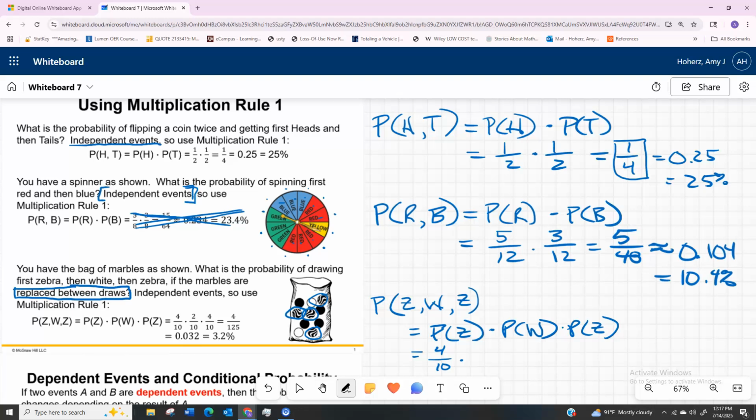Probability of white, once we have replaced this and we're back to our same 10 marbles, then the probability that we're going to get a white is 1, 2 out of the 10 are white. And so we're going to multiply that times 2/10. And then the probability of zebra, since again we've put these all back and it's replaced back to its original state, then the probability of getting a zebra stripe on the third draw is the same as it was on the first draw, because everything's been reset. So 4 out of 10.